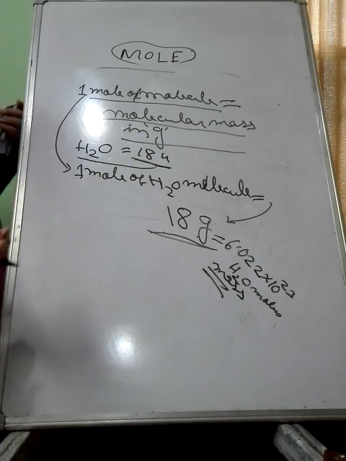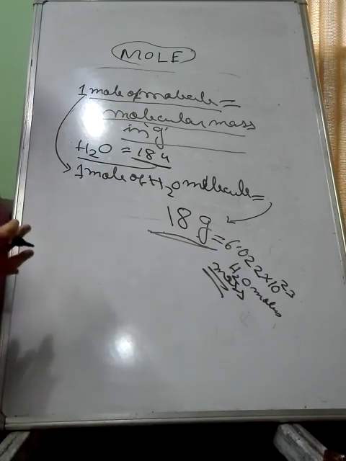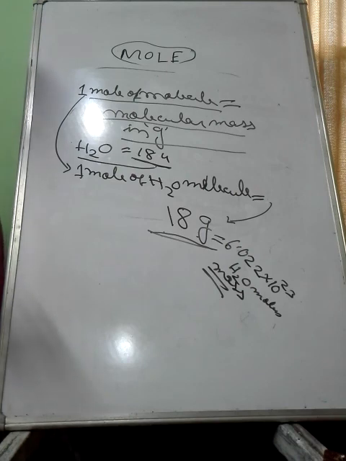Similarly for atoms also. As I told you earlier, 1 mole of atoms equals atomic mass in gram. We have taken the example of hydrogen. 1 mole of hydrogen atoms equals 1 gram. So what is the difference between 1 U of hydrogen and 1 gram of hydrogen? 1 U is the mass of 1 atom. But 1 gram is the mass of 6.022 × 10^23 hydrogen atoms. So that concept is very important.